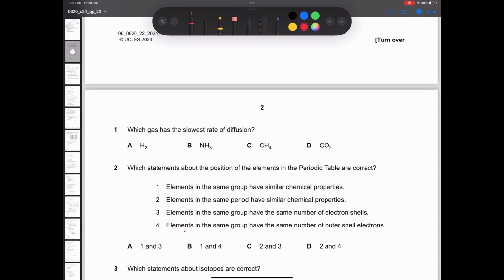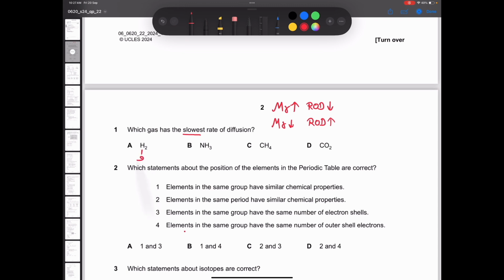So for this we know that the higher the molecular mass, the lower the rate of diffusion. And if the molecular mass is less, the rate of diffusion will be high. Now they are asking which one has the slowest rate. So we have to figure out, of all these four gases, which one has the highest relative molecular mass.